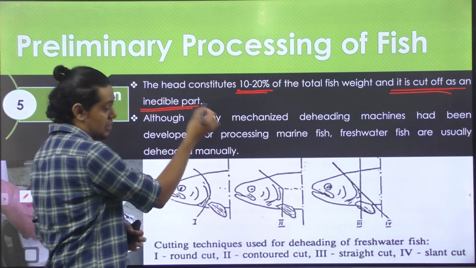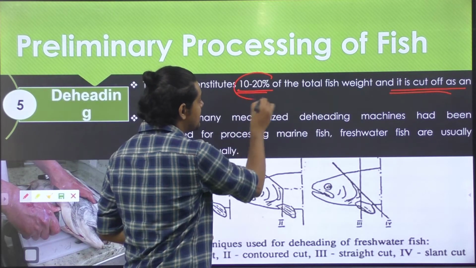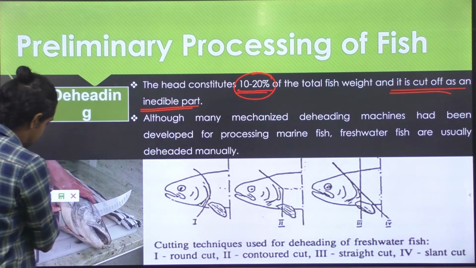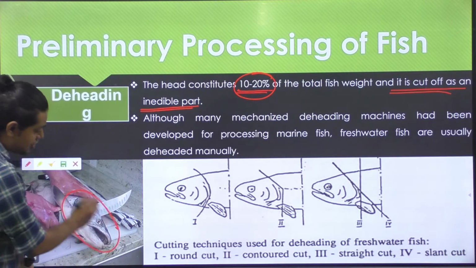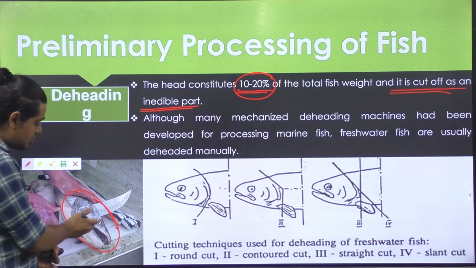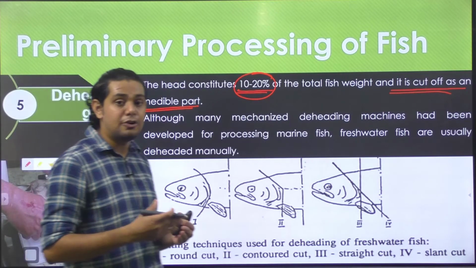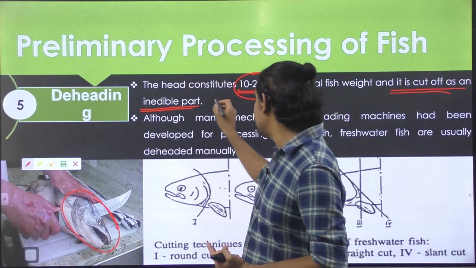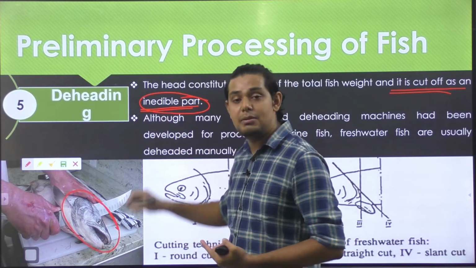As we are already aware, 10 to 20% of the total weight of the fish is contributed exclusively by its head. The head of the fish contributes around 10 to 20% of its total weight, and it is also an inedible part. People tend not to eat the head because of its scales and everything, so ideally it is considered an inedible part.